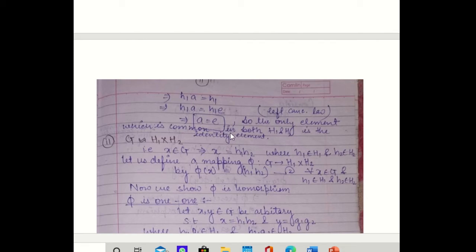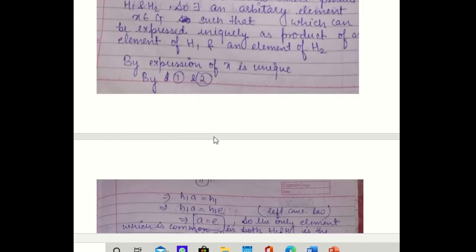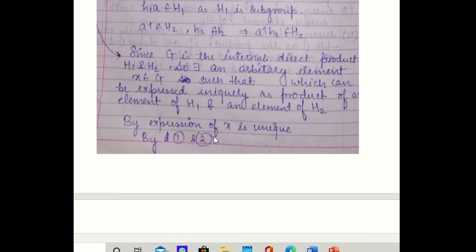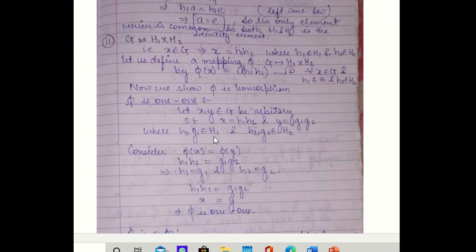So we took any element A belonging to H1 intersection H2, which is common in both H1 and H2, and we were able to prove that A is equal to identity. So E is the only element which is common in both the subgroups H1 and H2. So first part of theorem is proved. Now prove the second part, which says that you have to show that G is isomorphic to H1 cross H2.